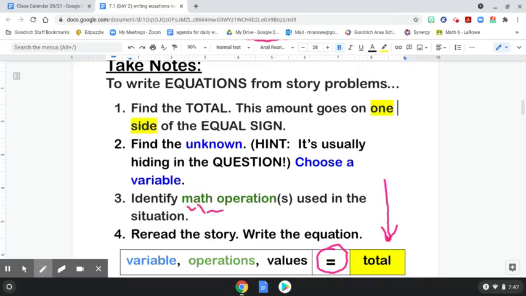Then we're looking for all those math vocabulary words. You're going to have words that mean add, subtract, multiply, divide. So think about the situation and what kind of math is going on in that. And then any other values or numbers that are important to the problem. Write the equation so that your variable and operation symbols and values are all on one side, and it's balancing out with the total.